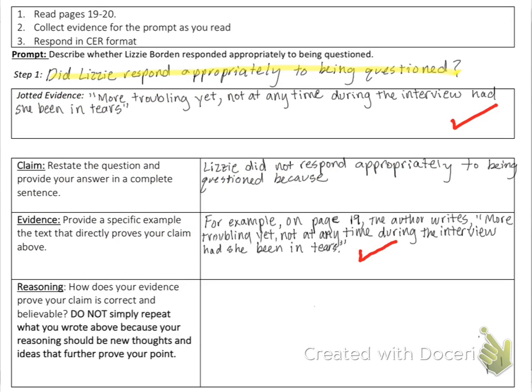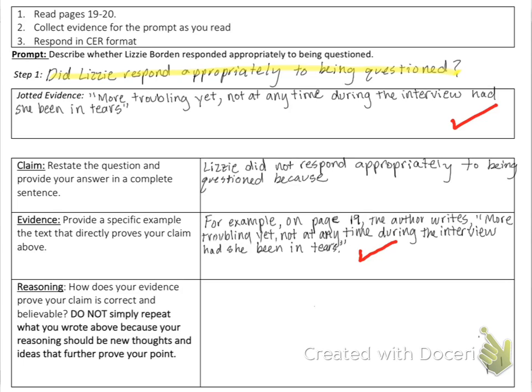So if I go back and look at my evidence for why she did not respond appropriately, the book said on page 19, "more troubling yet, not at any time during the interview had she been in tears." Okay, so my evidence for her not responding appropriately is that she was not in tears. She did not cry. So if I'm zooming out of my evidence, that means that I cannot say anything about tears or crying in my claim. I have to zoom out.